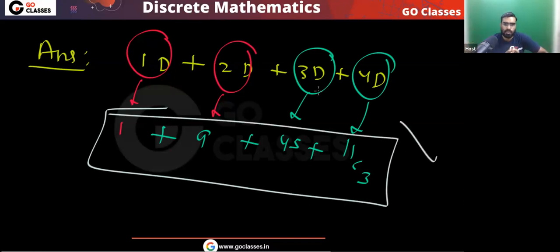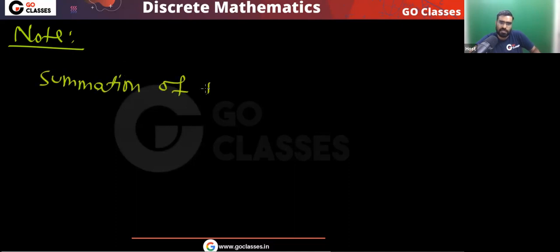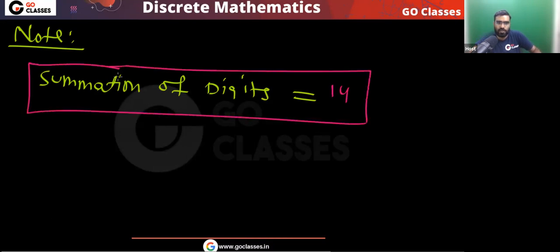So can you do this type of questions where the question is asking for summation of digits equal to something? So this type of questions are also which template? Can you note that: summation of digits is equal to some number. For example, I can say it is equal to 14. Summation of digits equal to 14.